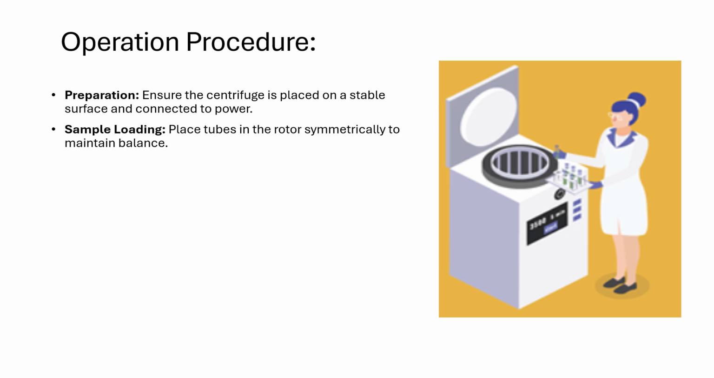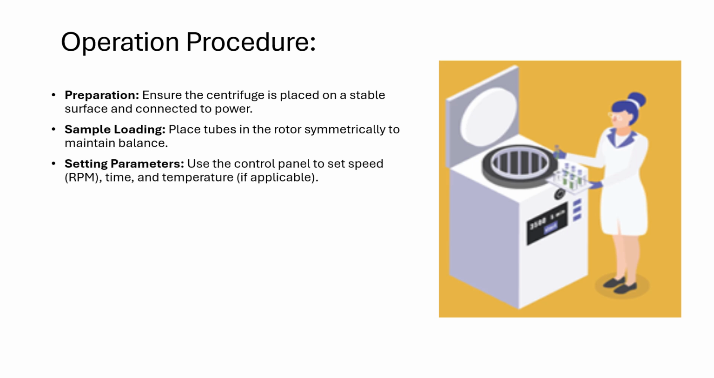Next one is sample loading. Load the tubes symmetrically into the rotor to maintain balance and avoid excessive vibrations, and ensure all tubes contain equal volumes to prevent uneven distribution of force during spinning, right? Next one is setting parameters. Adjust the required speed in RPM, duration and temperature based on the type of sample and separation requirements. For this, you can refer to the standard protocol for optimal settings, right?